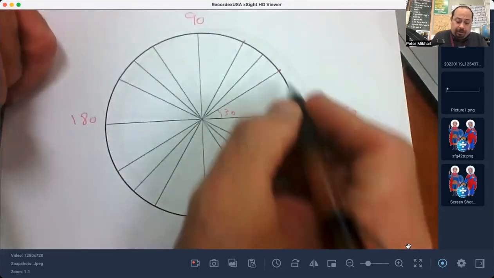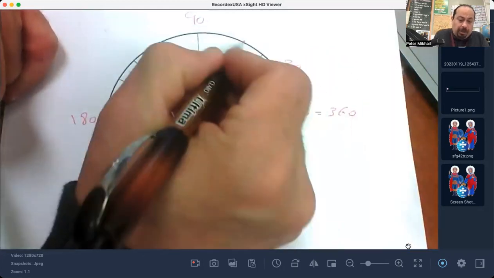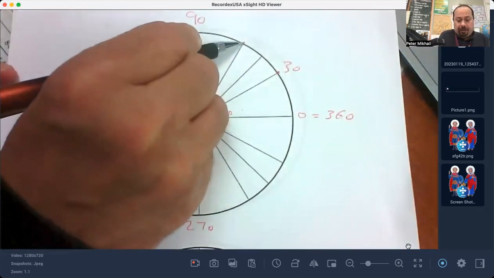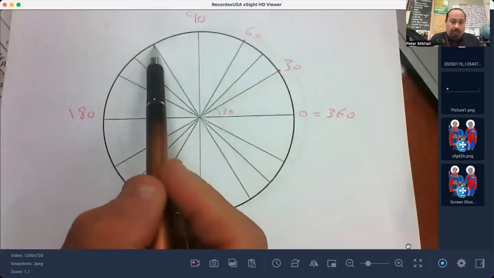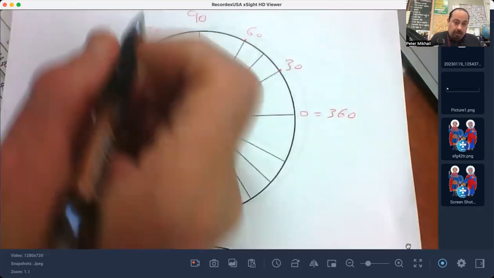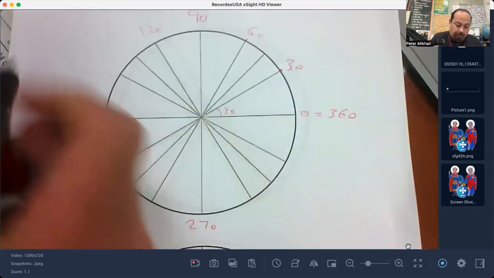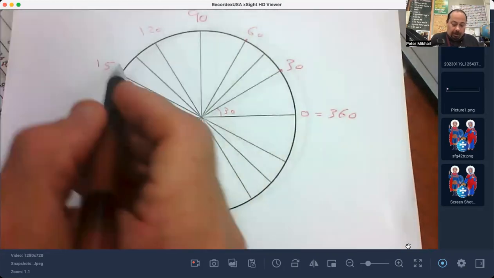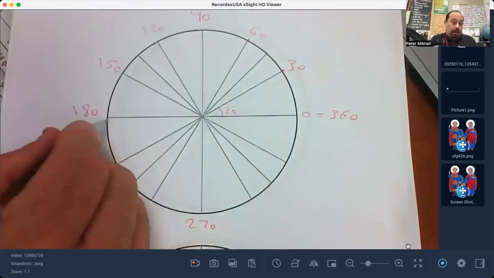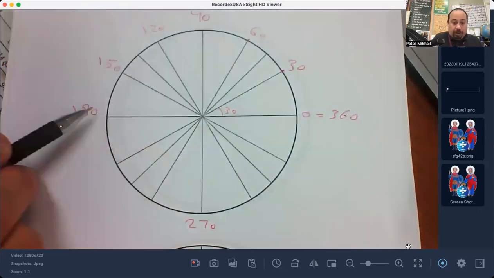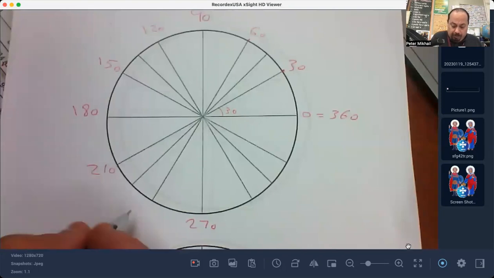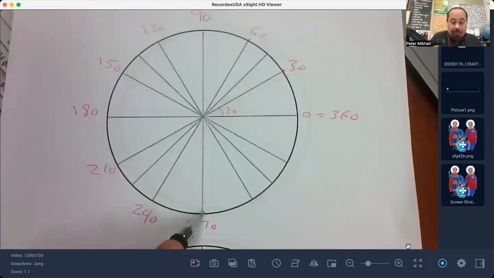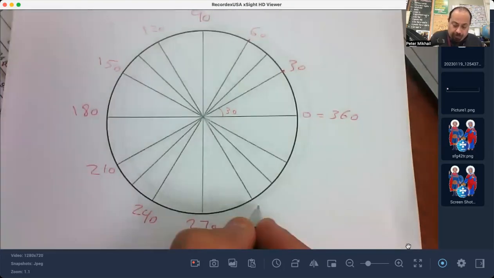So if this is 30, from here to here you have another 30, 30 plus 30 is 60. Now from 90, another 30 will make it 120. 120, another 30, gives you 150. And 150, another 30 equals 180, makes sense. 180 to here will be 210. 210 plus 30 is 240. 240 plus 30, 270. 270 plus 30, excellent, 300, 330.